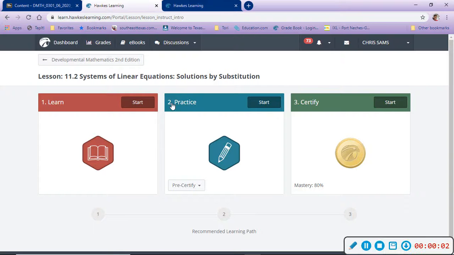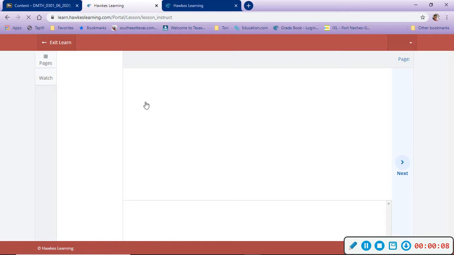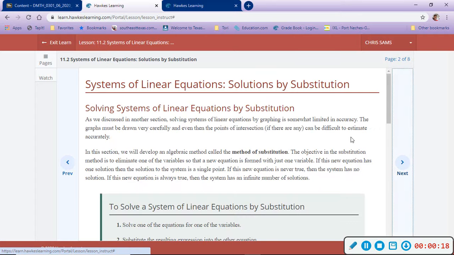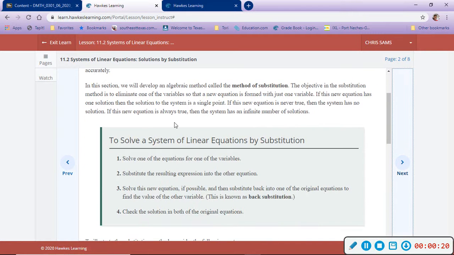Okay, we're going to be looking at systems of linear equations by substitution. This is the second method in solving a system of equations. So the only objective is just to solve by substitution. So here is the method.